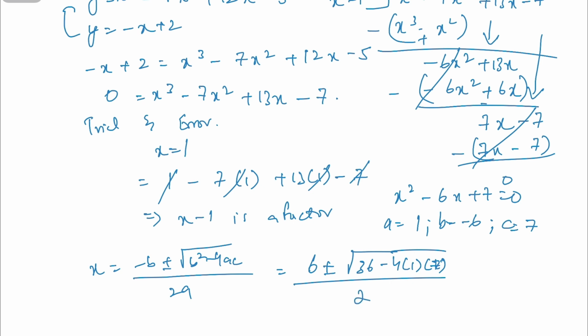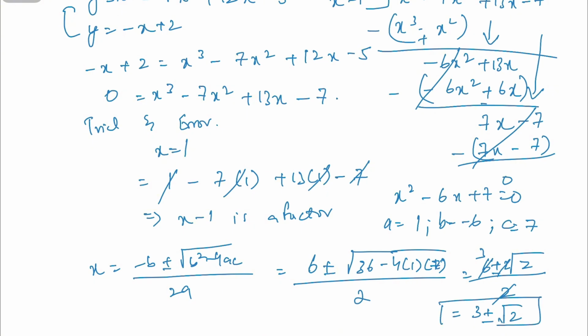over 2 into 1 is 2. So this would be 6 plus minus 2 root 2 over 2, and here we take 2 as common in the denominator, so this would be cancelled out, and we will have our answer as 3 plus minus root 2.